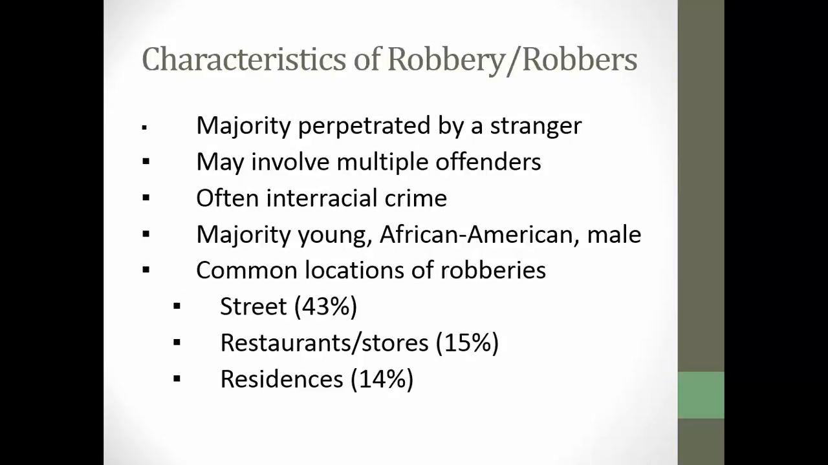What do we know about robbery? The vast majority of robberies, and this is one thing that makes robbery different from other violent crime, tend to be perpetrated by strangers, whereas other violent crime and other crime generally tends to be perpetrated by people we know. It's more likely to involve multiple offenders. It's more likely to be an interracial crime, so somebody of one race robbing somebody of a different race. The majority of robbers are young, tend to be more African American and male. And again, where robberies occur, you think muggings, a lot of them are in streets and residences and stores.